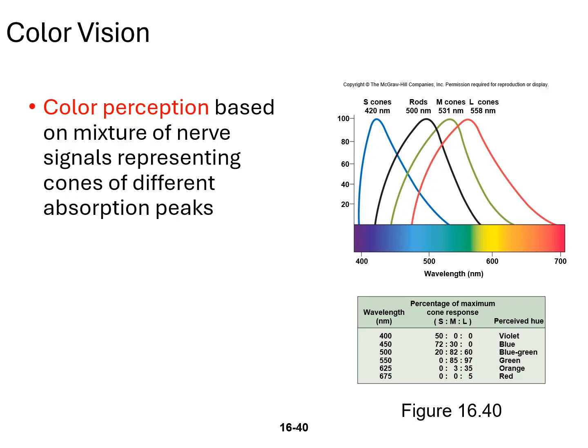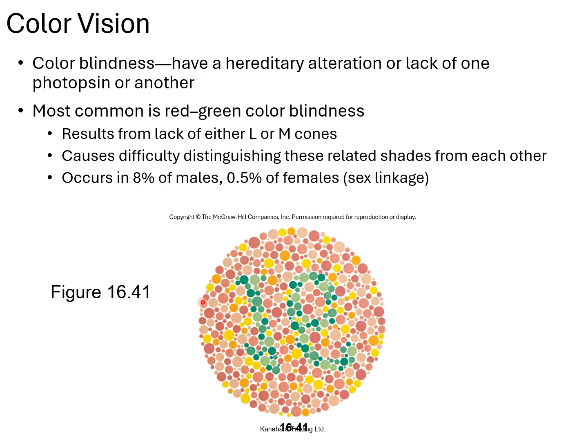And that's how we perceive color, because of how we combine all of these wavelengths of light in the brain via the optic nerve, it's going to be the mixture of the nerve signals representing cones from different absorption peaks. Also, this is what leads us to color blindness, because depending on how we perceive color, we can have a hereditary alteration or lack of one photopsin or another, because those photopsins are just going to be proteins with amino acids. If we don't have the gene for that, we can't produce that photopsin. We can't perceive that color because that wavelength of light is just missing.